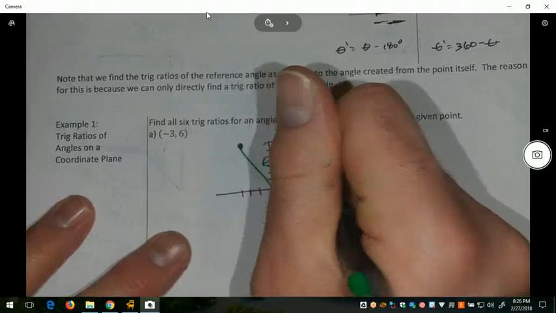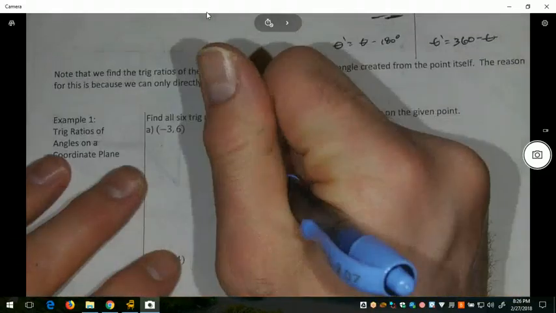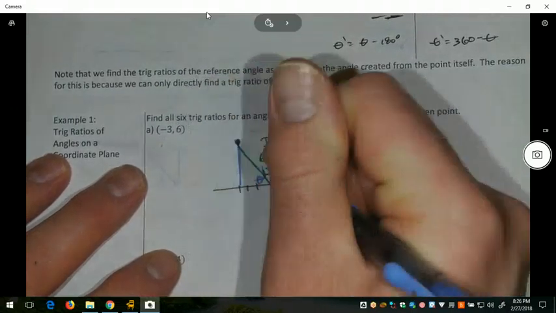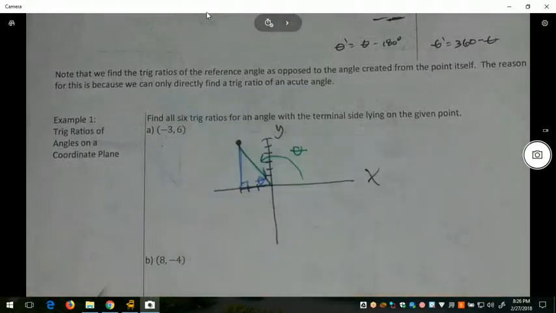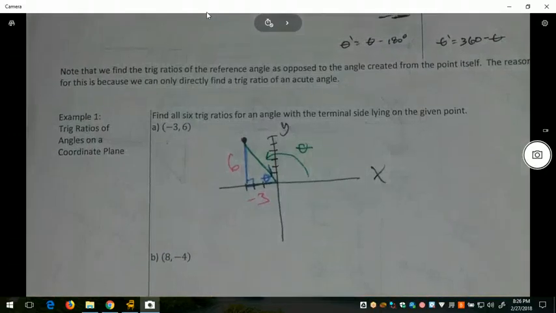I'm just going to put this in there for now. There's theta. I don't even care about that. Here's me dropping my line down. Right now I don't care about it. There's theta prime. We should be able to find theta prime, but we'll be doing that in the next example.